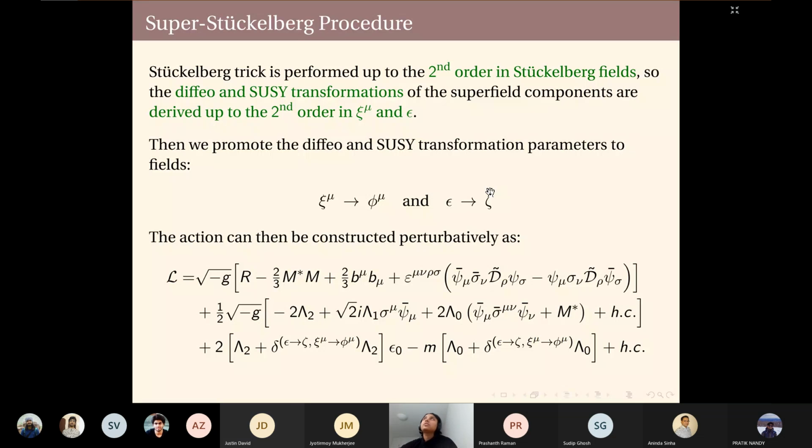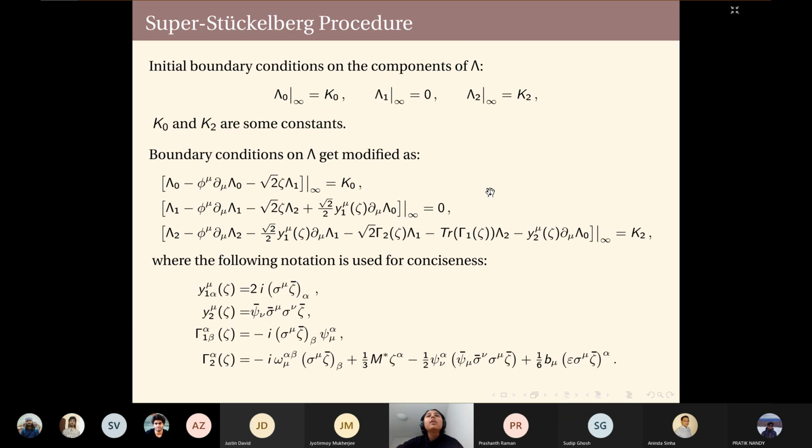Okay. Even for the gravitino, there are only leading order derivatives? Well, no. Up till the second order in Stückelberg fields, you don't have higher derivative terms. But if you go to a higher order in fields, then you'll have higher derivative terms. Okay, thanks. So sure. Anyway, there are these functions like y1, y2, gamma 1, and gamma 2 appearing in these.